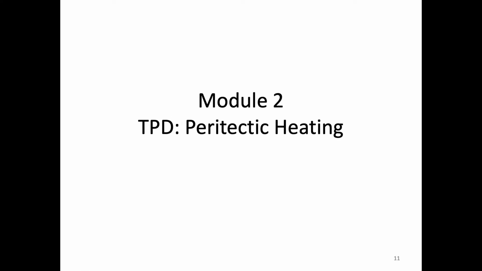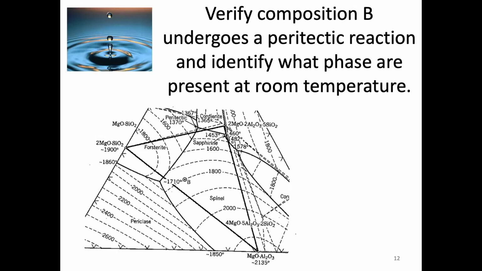All right, now we're going to look at the equivalent heating reaction, but for peritectic systems. The first thing I want us to look at is composition B. Same phase diagram that I've been showing you, but we're switching over and looking at this composition B. I've already told you that this is going to be the peritectic reaction. So what I want you to do is use all the tools that we've talked about and see if you can verify that composition B undergoes a peritectic reaction.